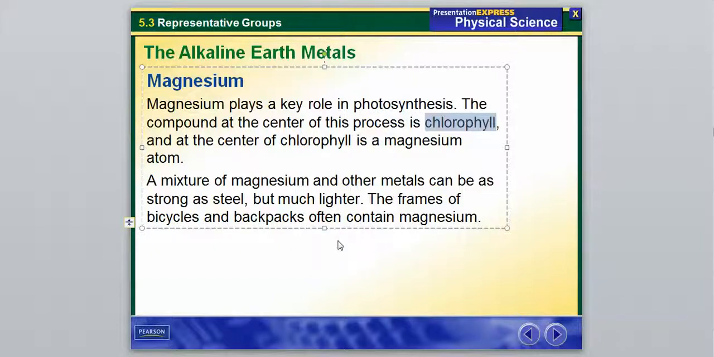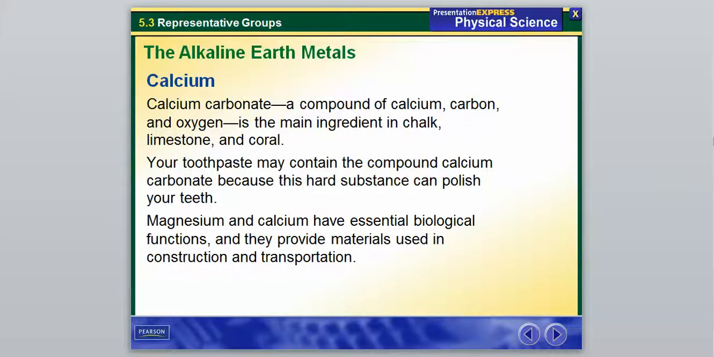So again, that might be another role in your life, that if you ride your bike around a lot, you might have some magnesium helping you out there, so you don't have to lug around a really heavy bike everywhere. So another really important element found in the alkaline earth metals is calcium. So calcium carbonate, which is a compound of calcium, carbon, and oxygen, is the main ingredient in chalk, limestone, and coral. And your toothpaste may contain the compound calcium carbonate, because this hard substance can actually polish your teeth. So that might be something that you might not have known before.